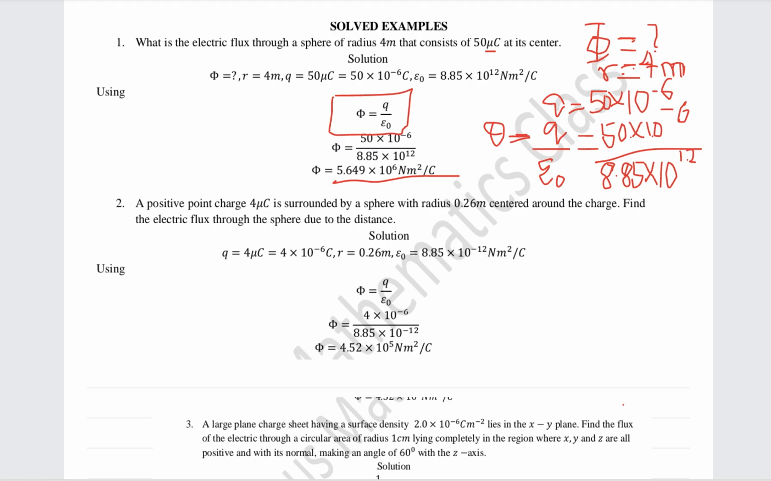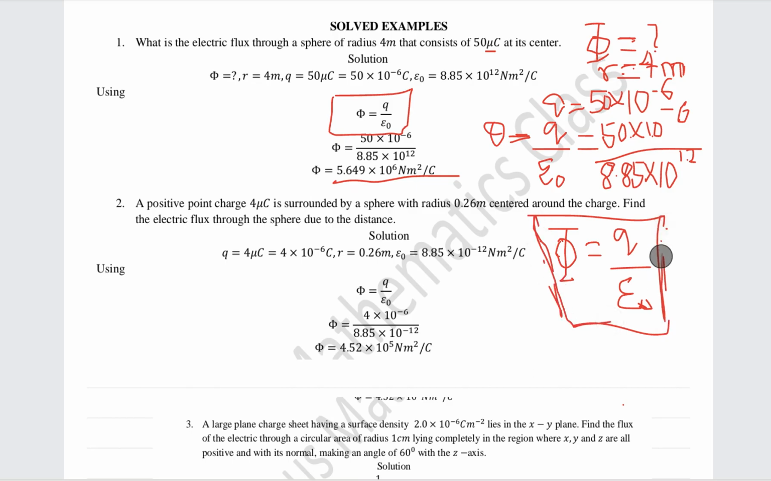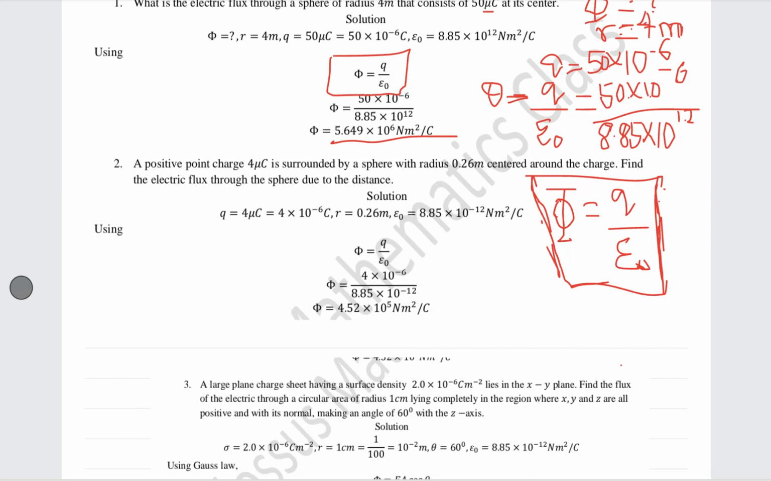These are direct questions on Gauss law. This is a formula under Gauss law. Phi equal to Q over epsilon naught. I think that Q over epsilon naught is a formula that you should also know. So that is our answer for that particular question.